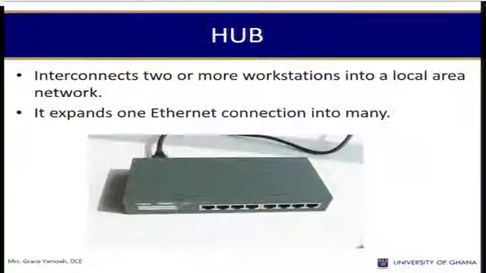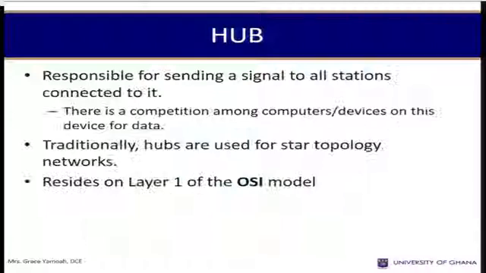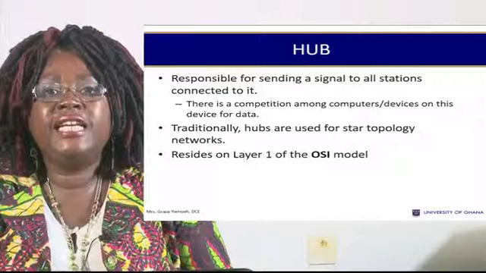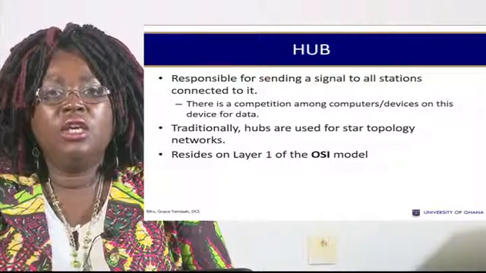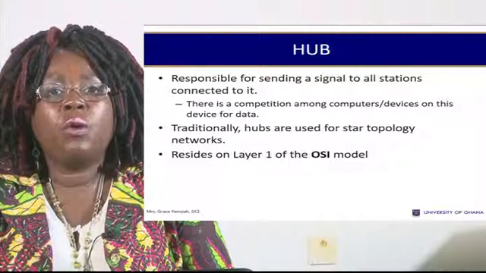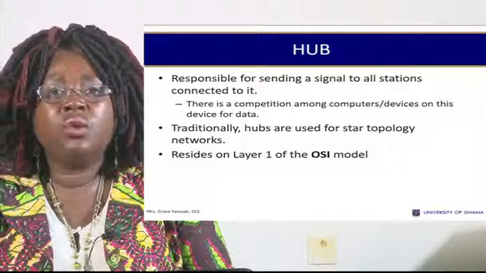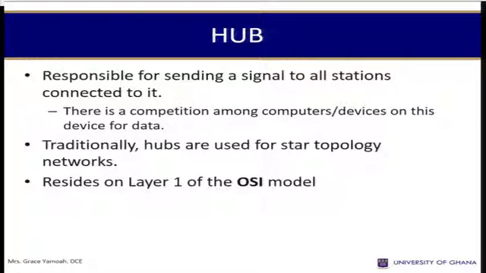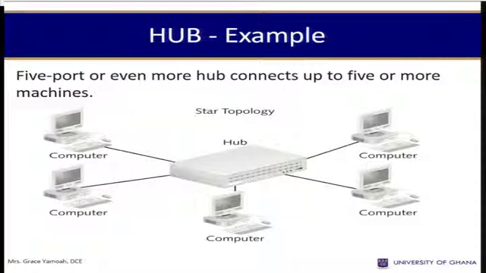A hub interconnects two or more workstations into a local area network. So hubs are used mostly within a LAN, a local area network. It expands one internet connection into many. We have an example as the picture shown over there. This is a hub. It is responsible for sending a signal to all stations connected to it. There is a competition among computers and devices on this device for data. Traditionally, hubs are used for star topology networks and reside on layer 1 of the OSI model described earlier.